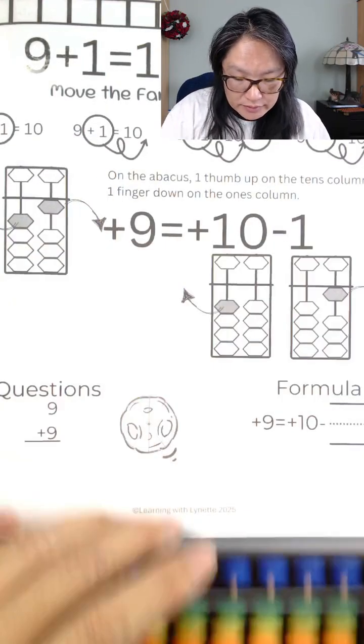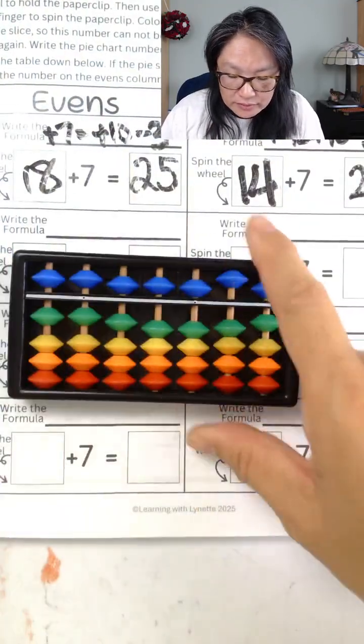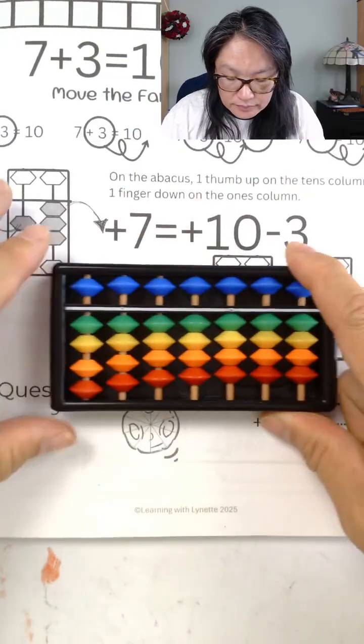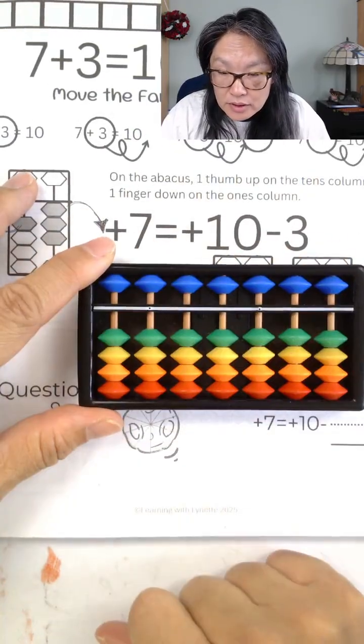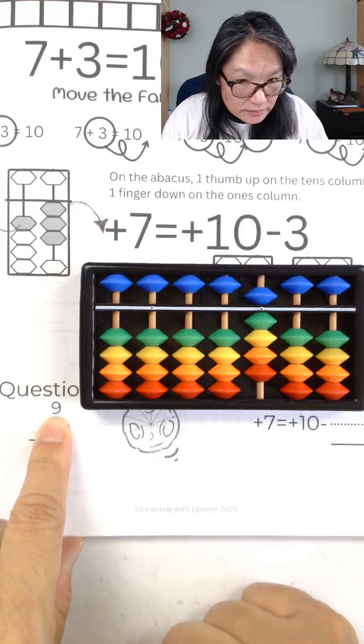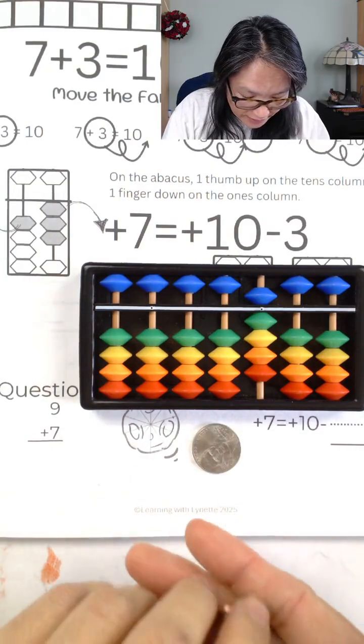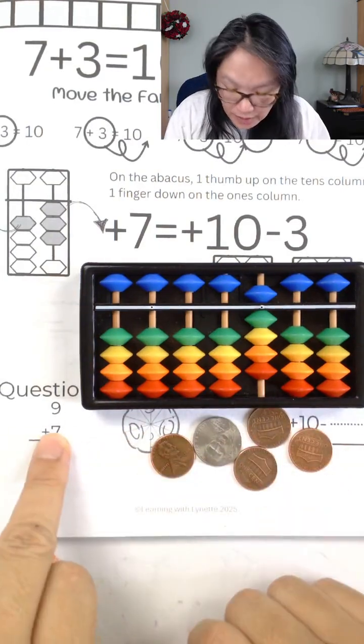So how are we doing? We can do it again. We can do 7. Right? 7. What are we doing? When we add the 9, we add the 9 on the abacus. Okay, let me do 9. So I have 9 on the abacus, right? I want to add 7.